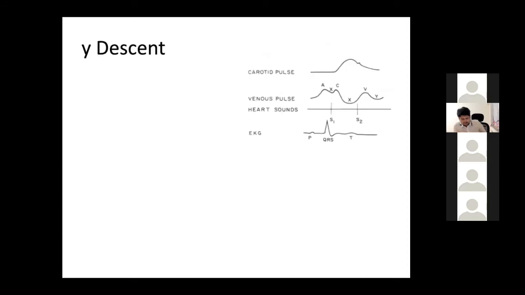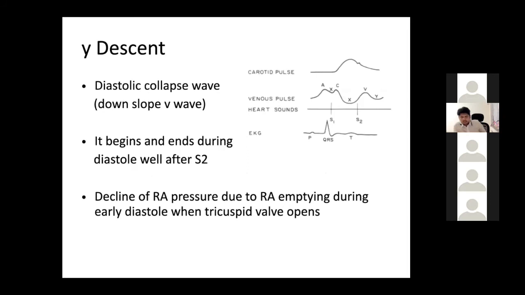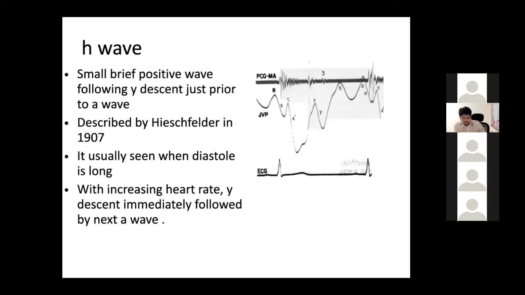And then comes the Y descent. It is also called a diastolic collapse wave. Why? Because the tricuspid valve opens and all blood from the RA in the early diastole comes to the RV. It begins and ends during the diastole well after the S2, with decline of RA pressure due to RA emptying during the early diastole when the tricuspid valve opens. That is why in tricuspid regurgitation it becomes prominent, because all the blood which is in the RA has to come to the RV, and that is why you get a prominent Y descent in tricuspid regurgitation.